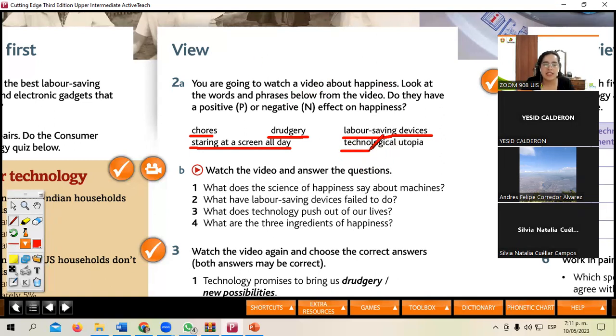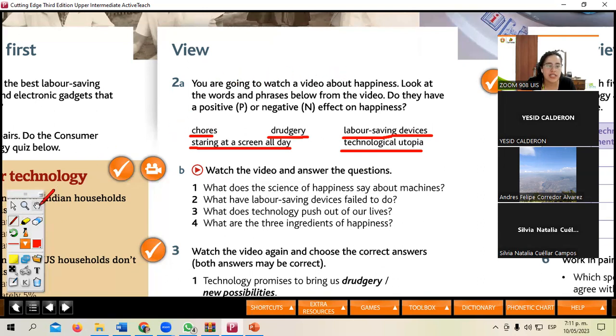And the last one, technological utopia. What is a utopia? In Spanish, what's the meaning of this? Utopía. But what is this? Ideal. Yes, it's like something of your dreams, right? It's like the paradise is a utopia. So what is the technological utopia in this case? We're going to watch the video.